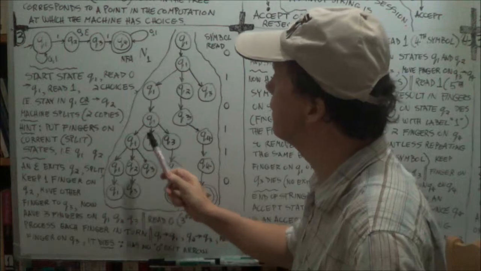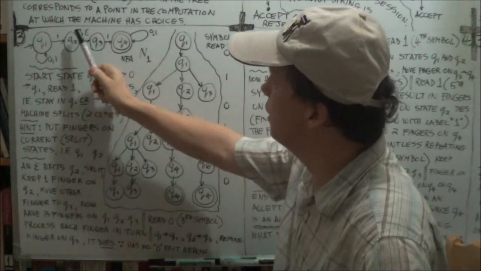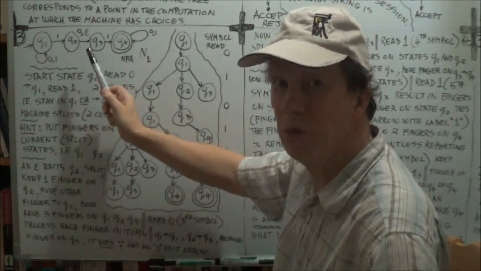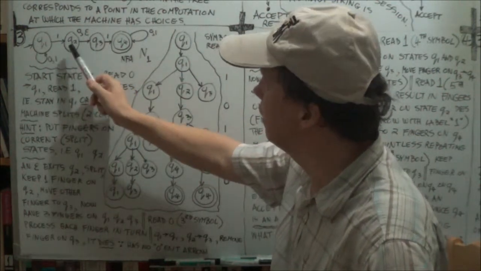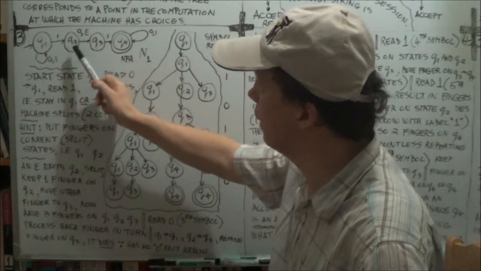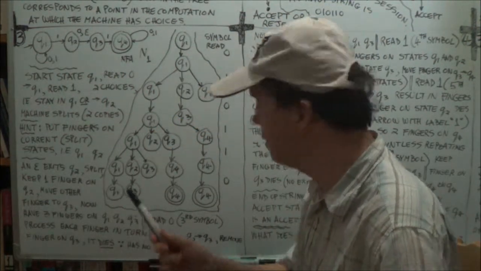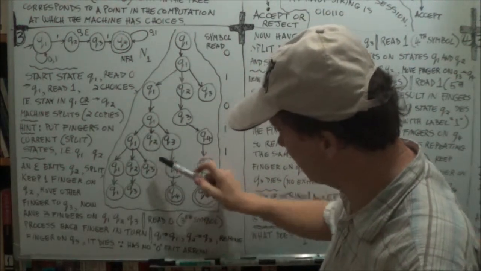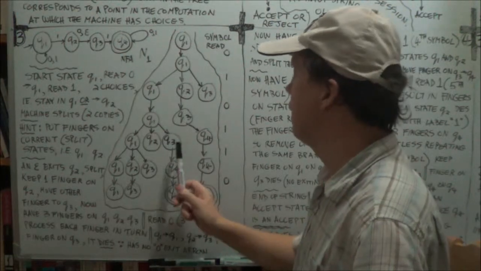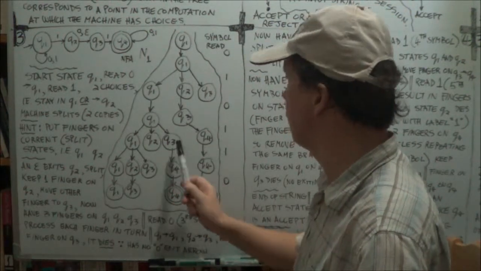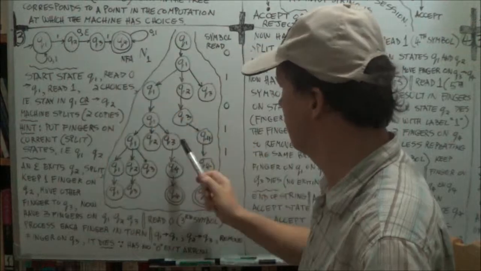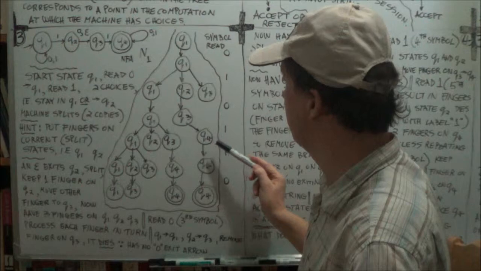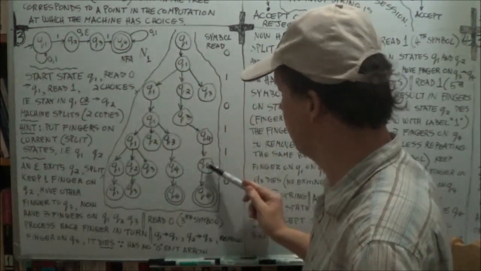Now Q2 reading a 1. What happens there? There's no exit transition arrow with a label 1 on it. Therefore, Q2, when reading a 1, dies. It just dies. So this branch terminates. It has no successor. Q3, what does it do? It's reading a 1, so it deterministically goes to Q4. And Q4, reading a 1, just loops back to Q4.